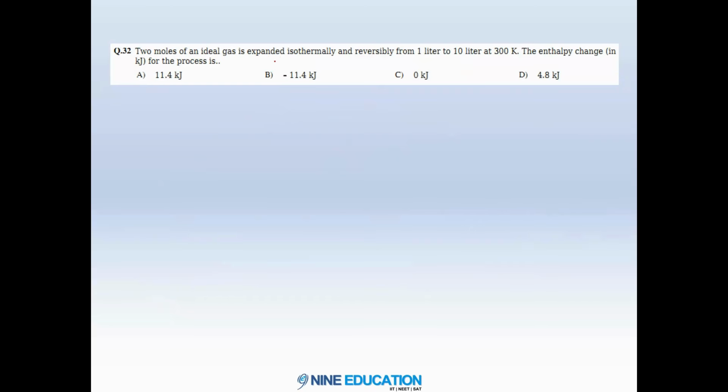2 moles of an ideal gas expanded isothermally, reversibly. This is the key. Isothermally and reversibly. And this is a physical 2 moles of an ideal gas. So it is a simple physical expansion compression. Okay. Physical expansion compression. These values are given to confuse us. So the enthalpy change they are asking, right? So first of all, the internal energy change, it is an isothermal reversible expansion.